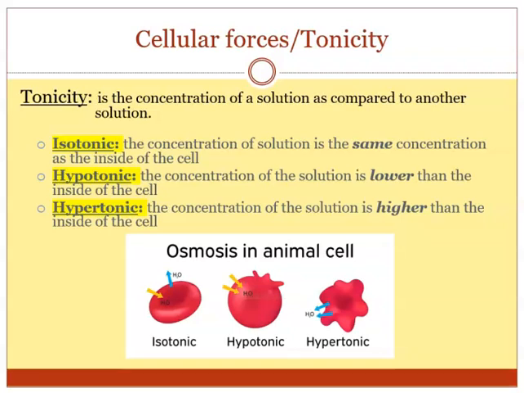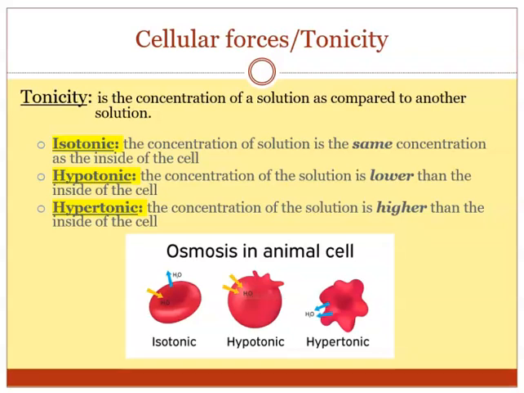The next concept we need to be aware of is tonicity. Tonicity is the concentration of a solution as compared to another solution. And there are three different terms that we need to know and understand that fall under tonicity. There is isotonic, there is hypotonic, and there's hypertonic. Isotonic is when the concentration of the solution is the same on the inside of the cell and on the outside of the cell. This is the state where the cell is the happiest.